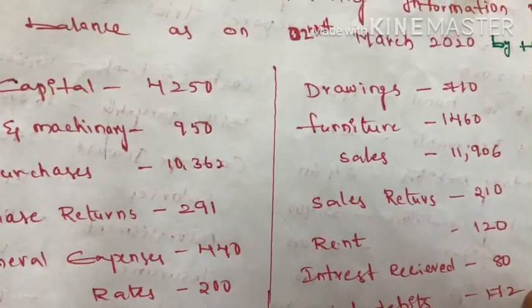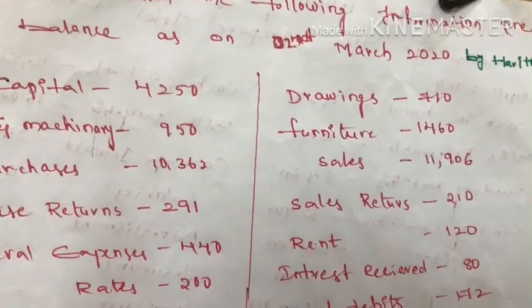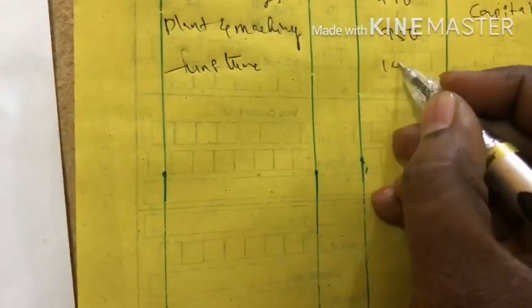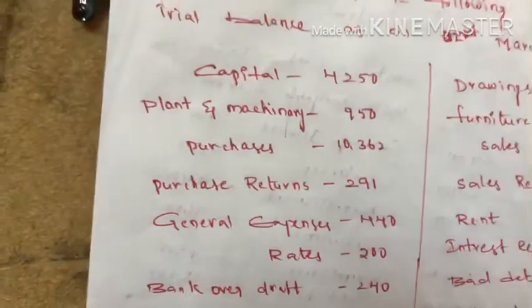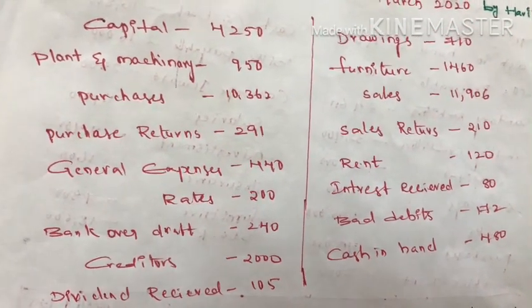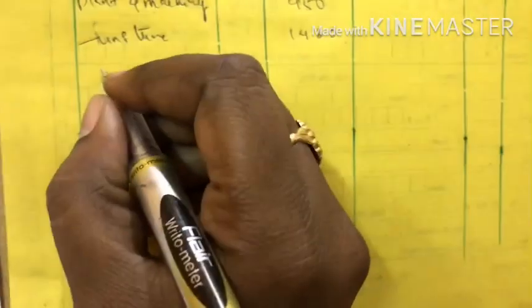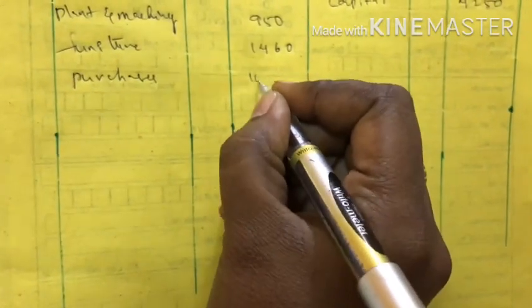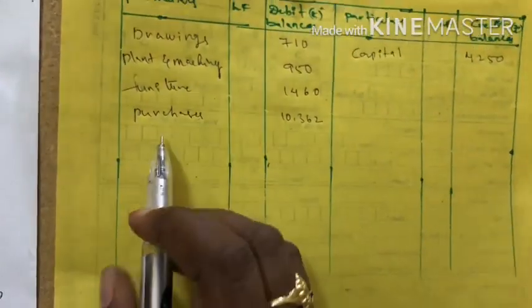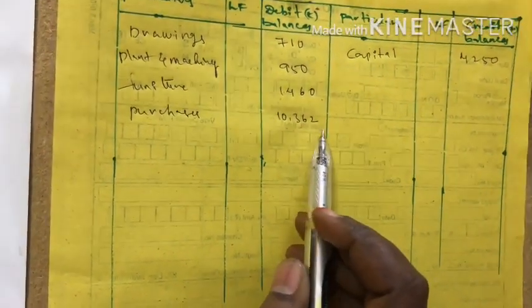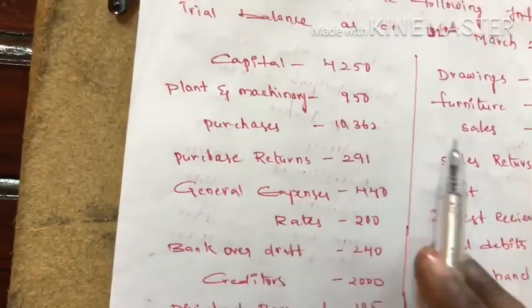Now the next one, furniture. Furniture is also an asset, so all assets are written on the debit side. The furniture amount is 1460. Now purchases. Purchases is an expense, and all expenses are written on the debit side. Simply remember what you write on the debit side and what on the credit side. It is a very important thing, my dear students. So purchases is 10,362.